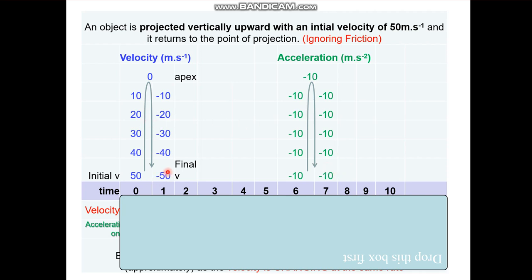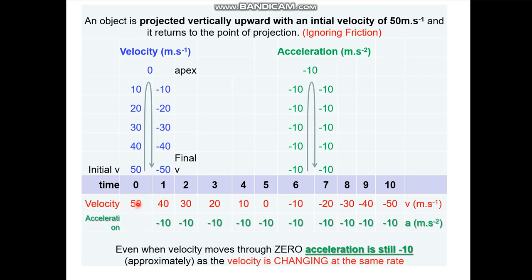Now if you put those values into a table, your velocity would go from plus 50 down by 10 every second to minus 50. Your acceleration would be minus 10 for the entire journey. Even when the velocity is 0, the acceleration would still be minus 10, because the second before it loses 10, and the second afterwards it gains minus 10. So the acceleration stays the same the whole time.